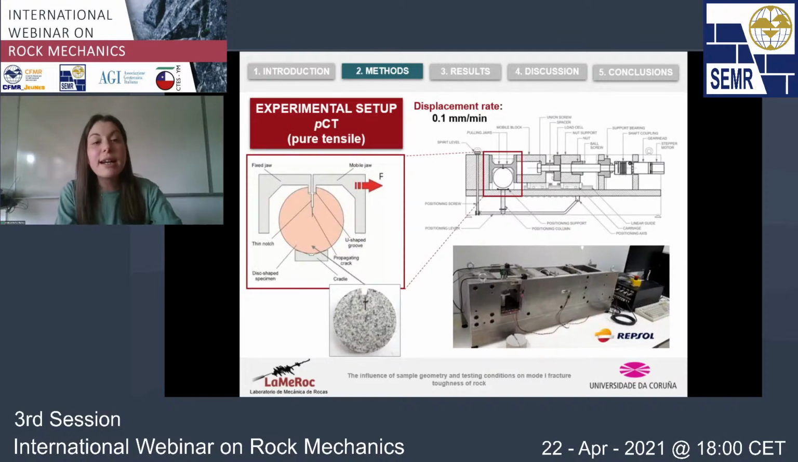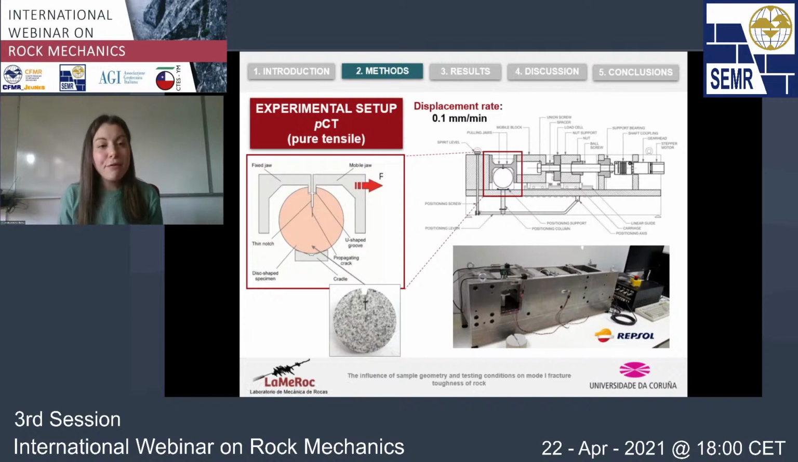This is, on the other hand, the setup that we use for the PCT tests. So as I said previously, we have designed this method and this device together with Repsol. So you can see here that the device has kind of a window. So here on this support, on this cradle here, we place the sample on top of this cradle. And in the upper part, we attach the sample to a couple of steel jaws.